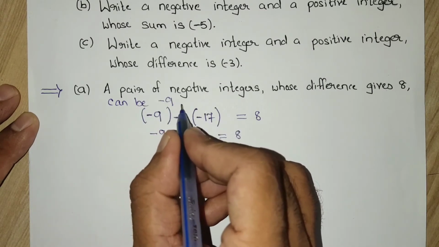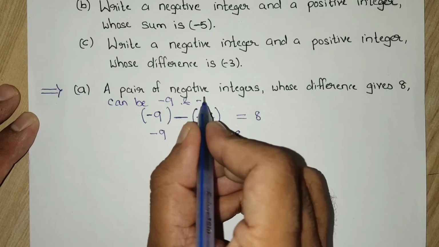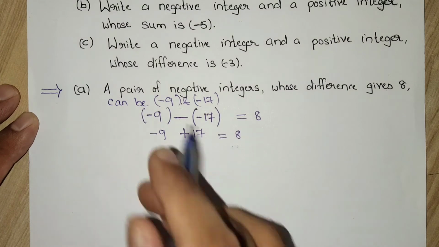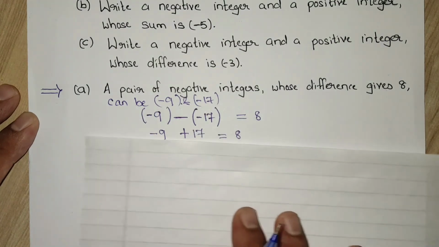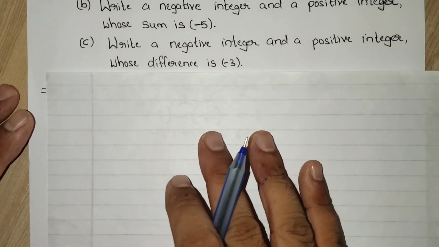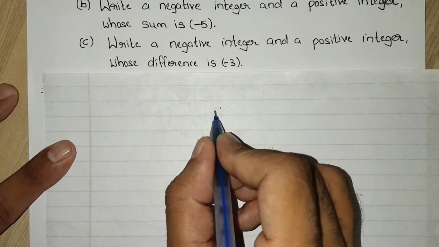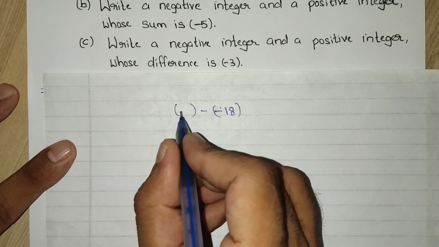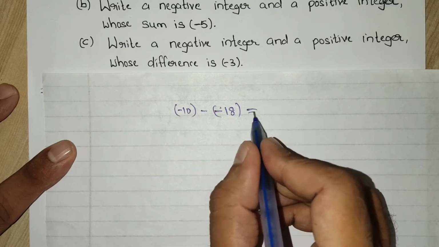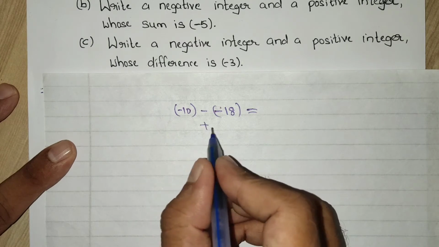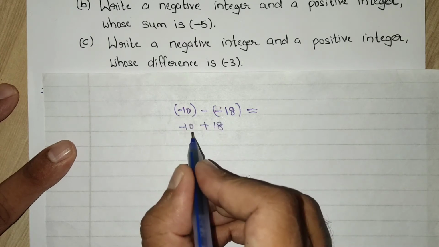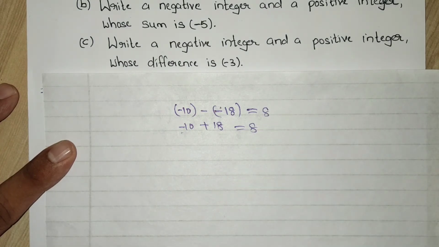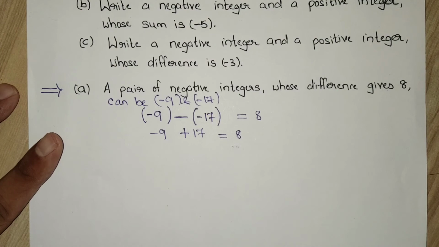minus 9 and minus 17. Why I wrote can be? Because it can be any number. Students, let me give you one more example. If I am taking suppose minus 18 as one integer, and the other integer I am taking minus 10. Again, when the bracket opens, it will become plus 18. Minus 10 plus 18 will give me 8. So it can be any integer, students.